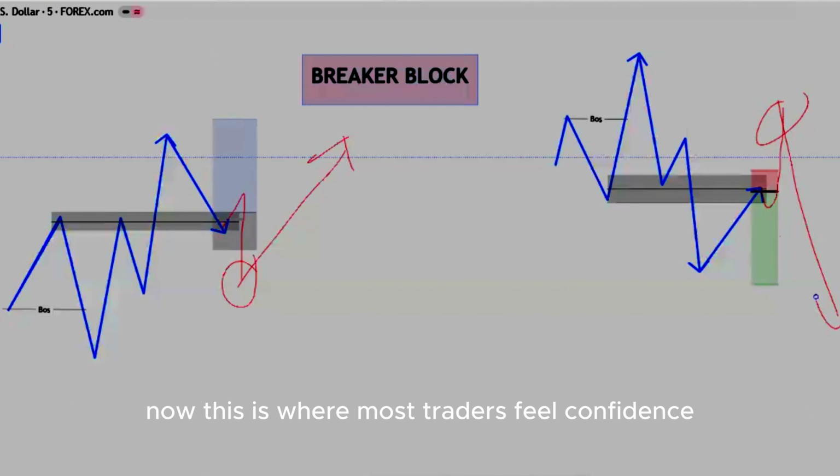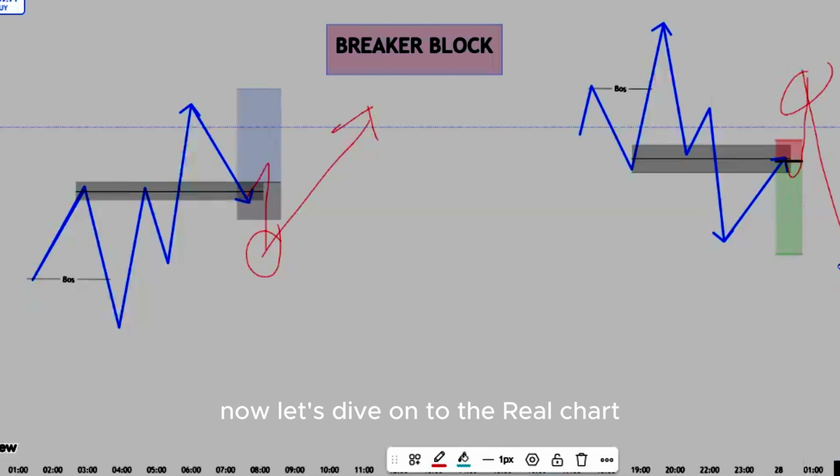Now, this is where most traders feel confident right before they get trapped. Now, let me walk you straight to the whiteboard so we get to identify this in the real market. So whenever you see it, you'll be able to understand what the market is saying so you don't get trapped. Now, let's dive on to the charts.